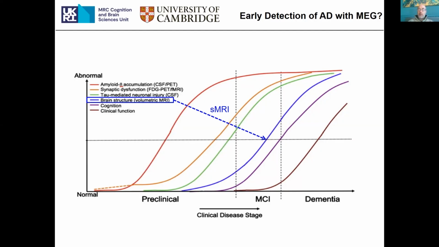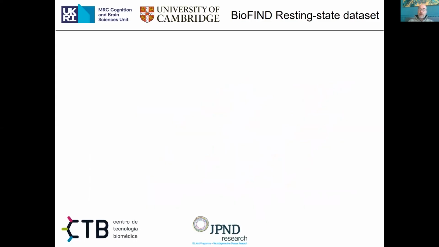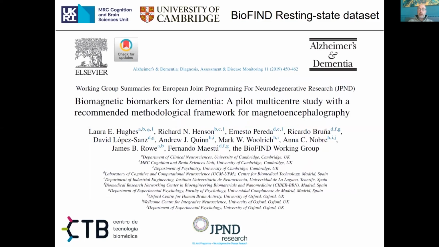That might be quite late on, relative to, for example, changes in neural function, particularly synaptic function, which you can measure with PET, but the idea here is you can also measure it with MEG. So the idea being that we can detect neurodegenerative diseases possibly earlier with measures like MEG than we can with standard structural MRI or cognitive tests. And that's the hypothesis which we can explore. And the BioFIND dataset allows you to do that.